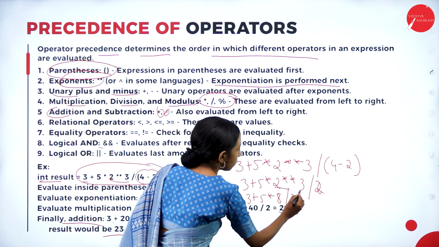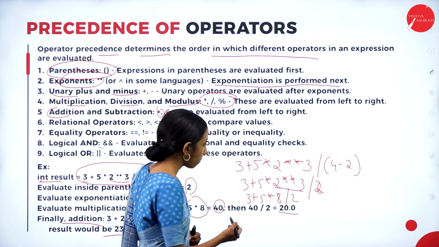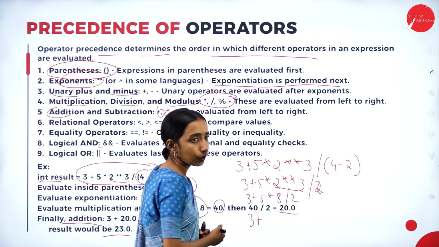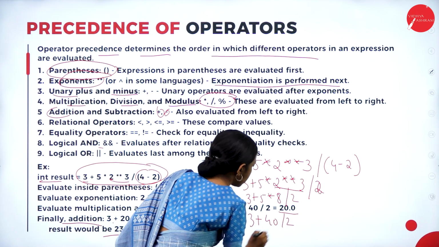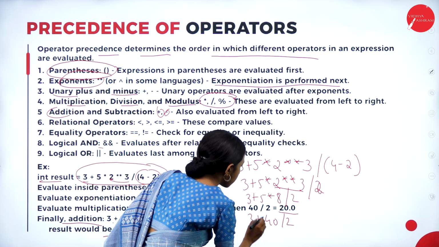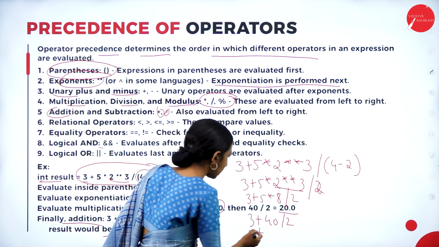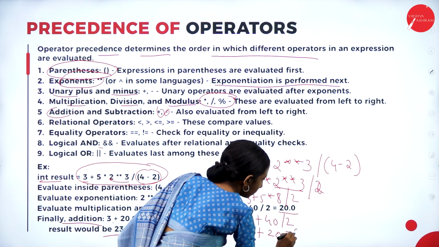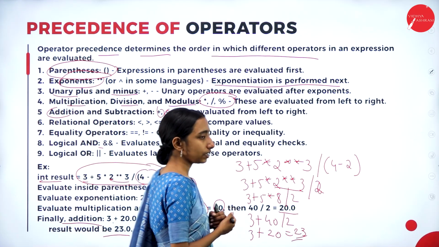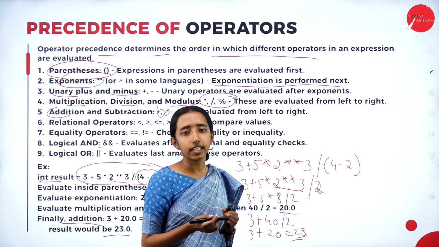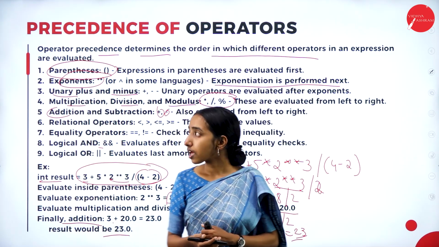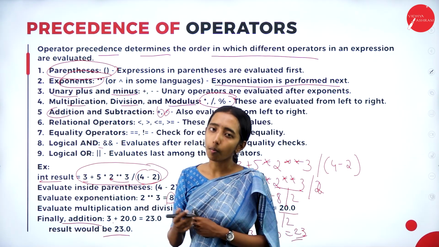We have 2 to the power of 3, that is 8. Next, 3 plus 5 into 8. What is 5 into 8? That is 40 divided by 2. So 3 plus 40 divided by 2, that is 20. We are having 23. So now we are having the value as 23. So in this way we will be evaluating the expression. So this was about the precedence of the operator.